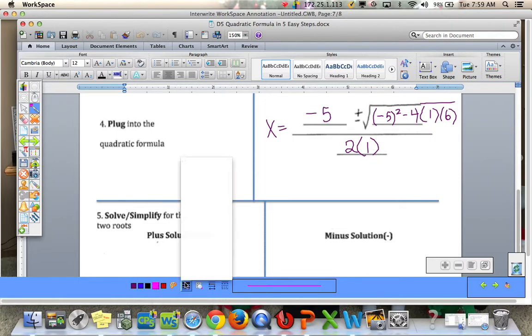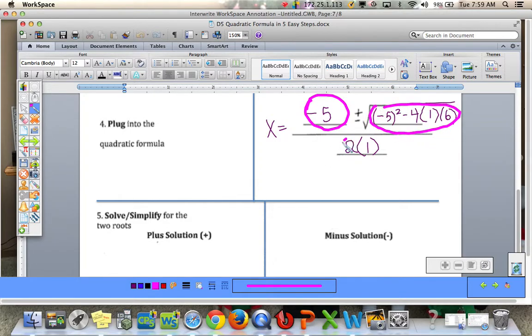Now here are the three musketeers that I want you to keep separate. So there's the first musketeer, here's the second, here's the third. So again, I would want to see this step on your paper. Negative 5 plus or minus the square root. And then if you do this chunk in your calculator with parentheses, it should calculate for you without any errors.